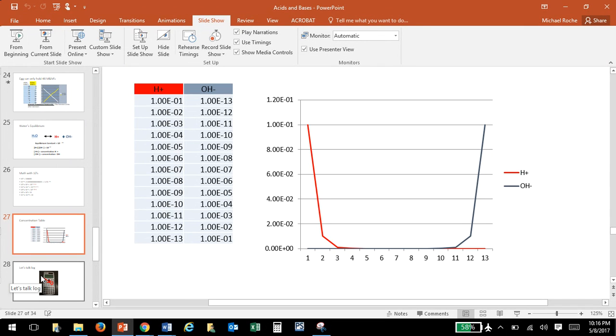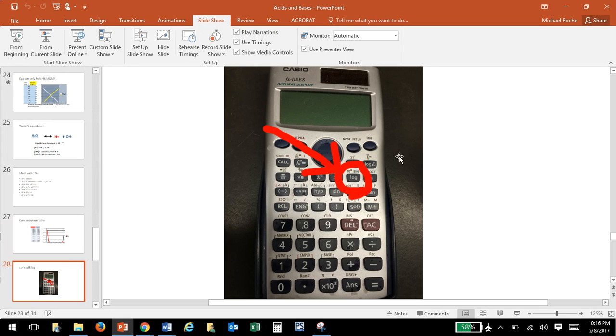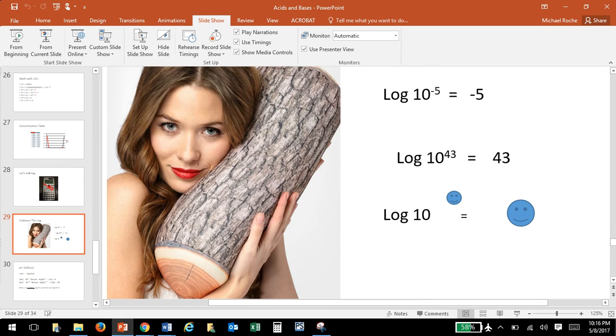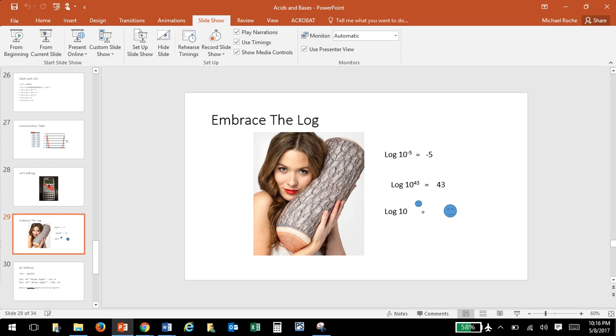So how do we make sense of all this? We have to use the log button on your calculator. And the big hearty hard joke here was you have to embrace the log.